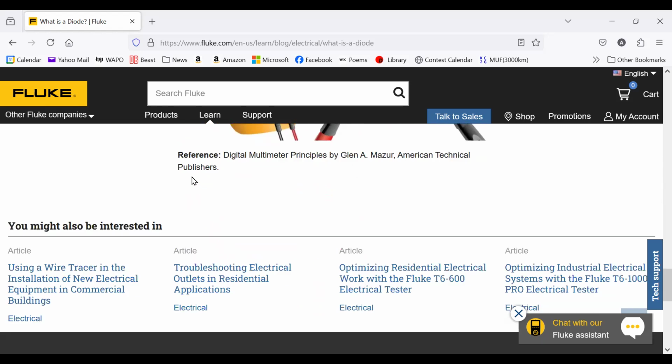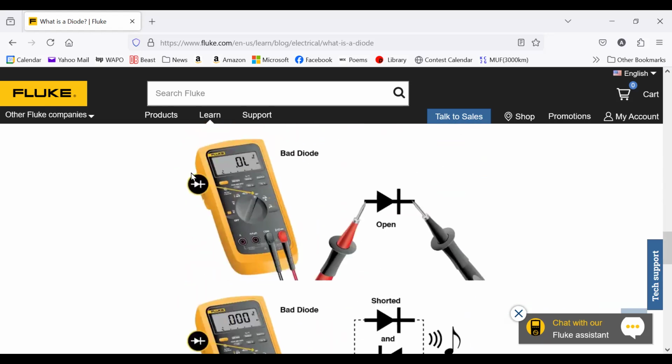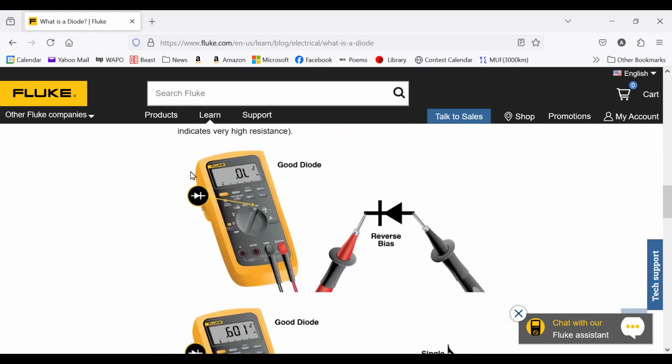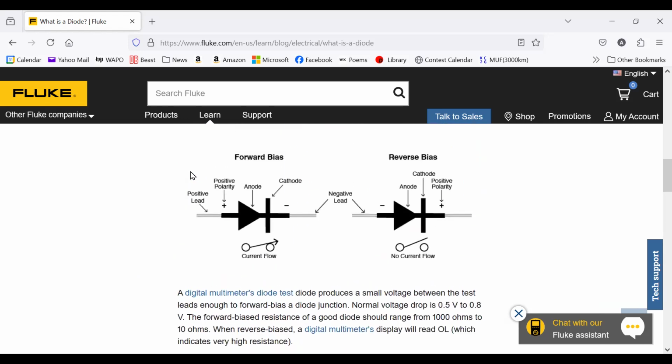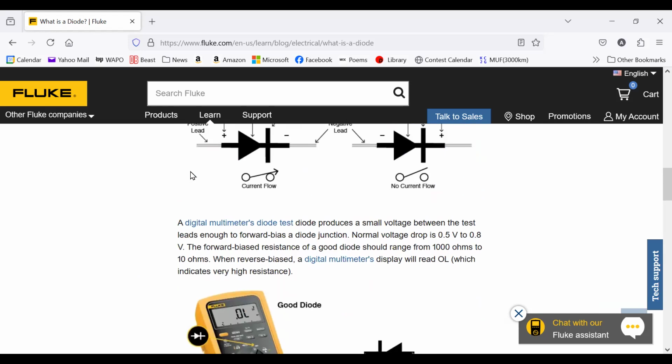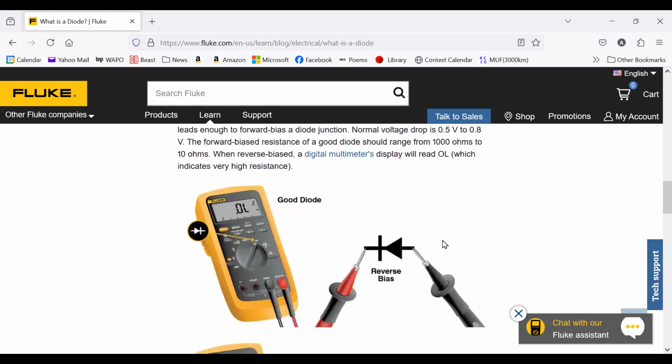Oh, bad diode. Oh, come on. Where's the other good diode? It's going to show 0 ohms. And then if you put it on the other side, it's going to show some thousands of ohms as it acts as a resistor.